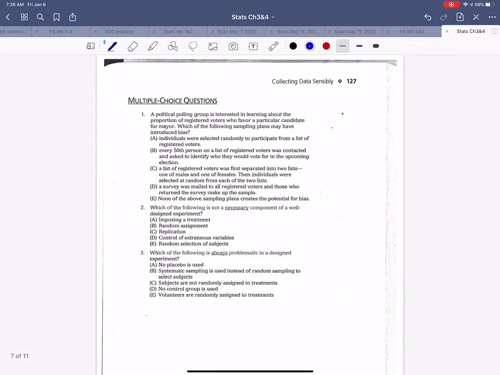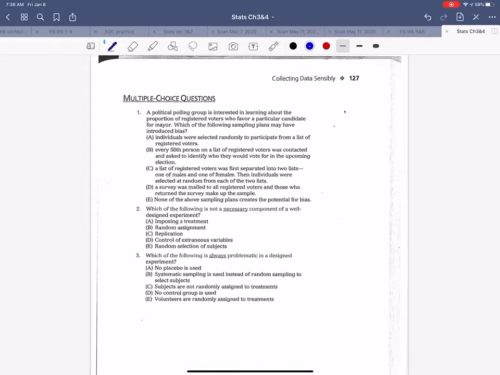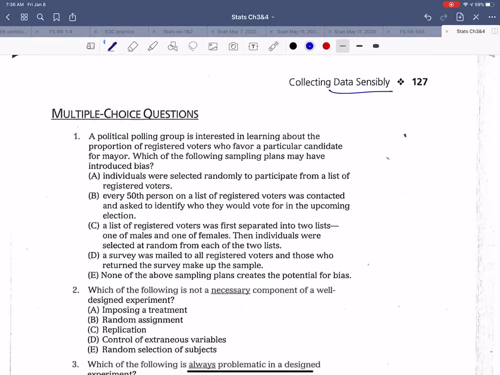Okay, so let's go on to chapter 4. How do I collect data correctly? So let's take a look. A political polling group is interested in learning about the proportion of registered voters who favor a political candidate. Which of the following sampling plans may have introduced bias? Okay, so our notes are going to be pretty useful here as we hone in on what could be bias. So a survey was mailed to all registered voters, and those who returned the survey make up the sample.